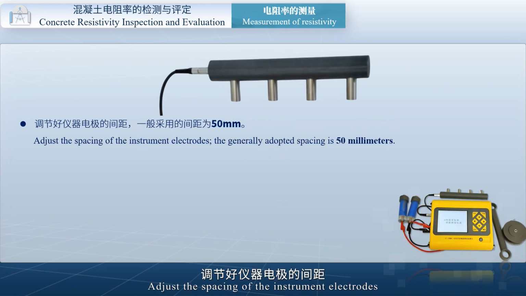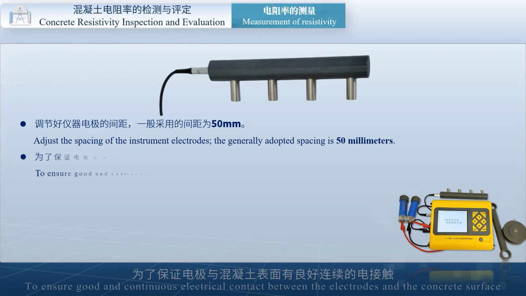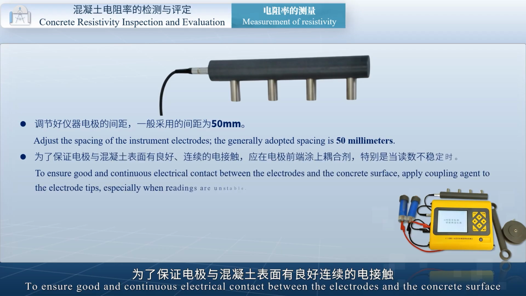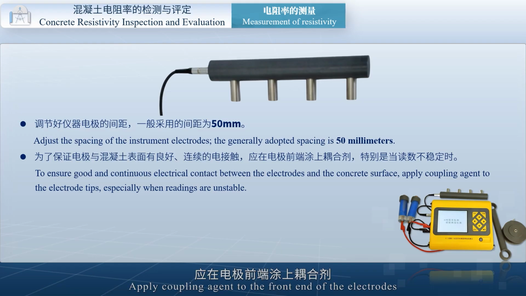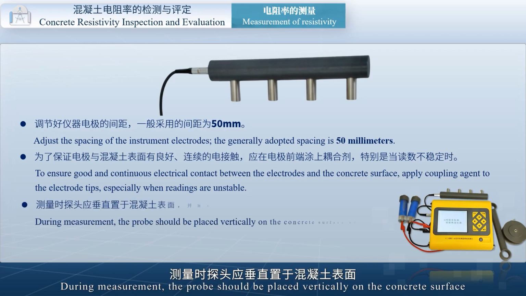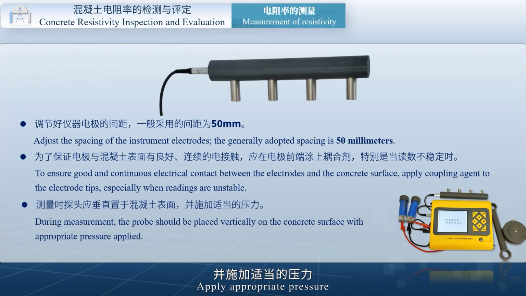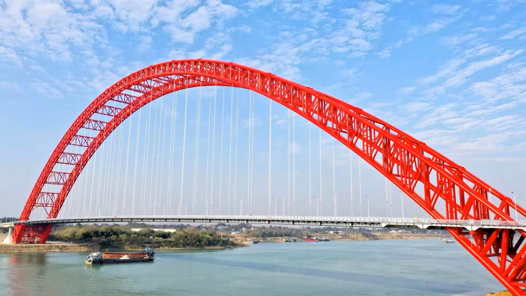Adjust the spacing of the instrument electrodes. The generally adopted spacing is 50 millimeters. To ensure good and continuous electrical contact between the electrodes and the concrete surface, apply coupling agent to the front end of the electrodes, especially when the readings are unstable. During measurement, the probe should be placed vertically on the concrete surface with appropriate pressure.